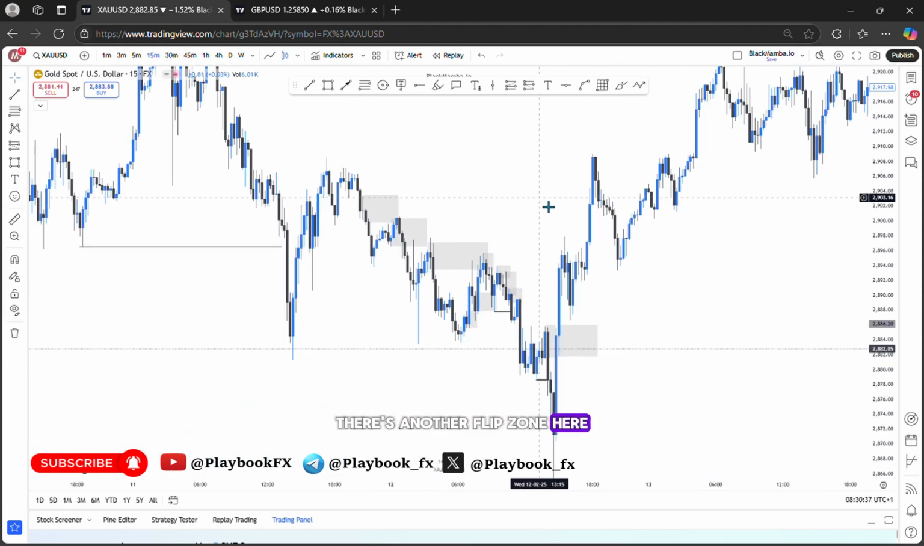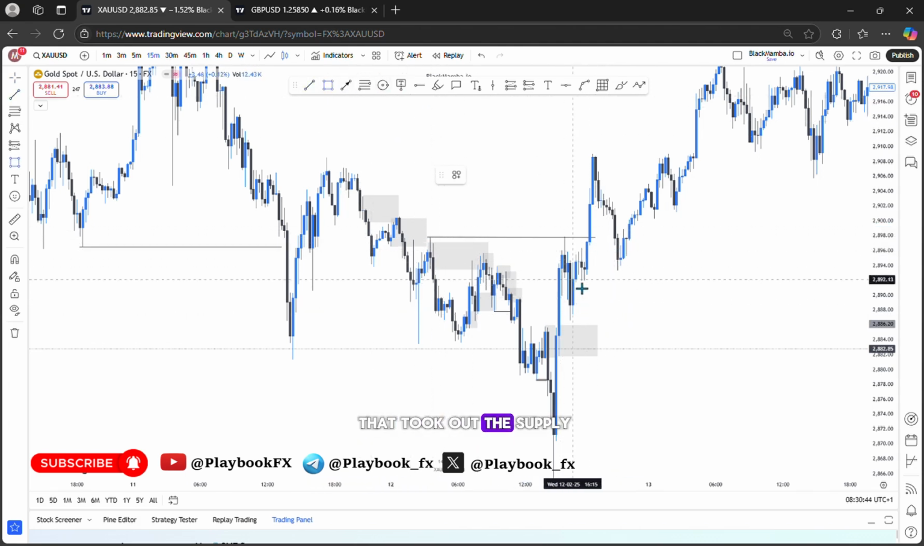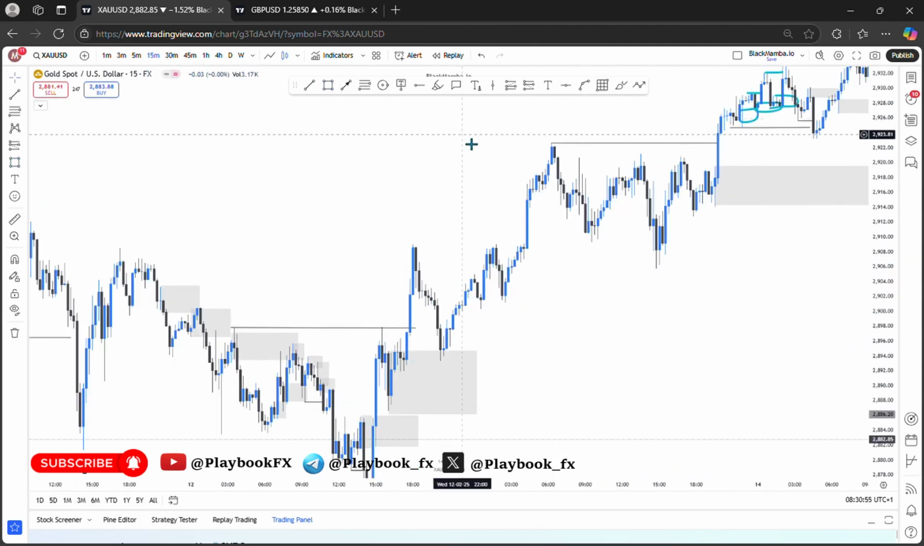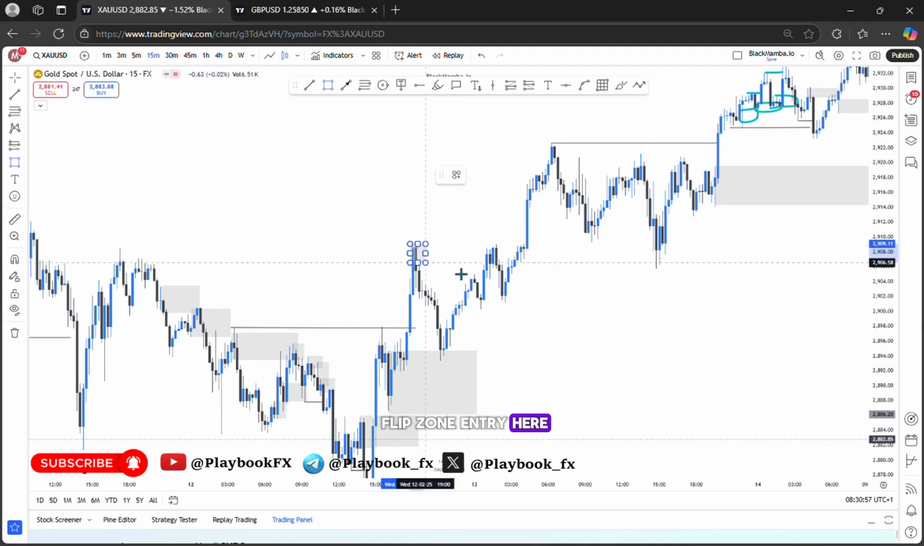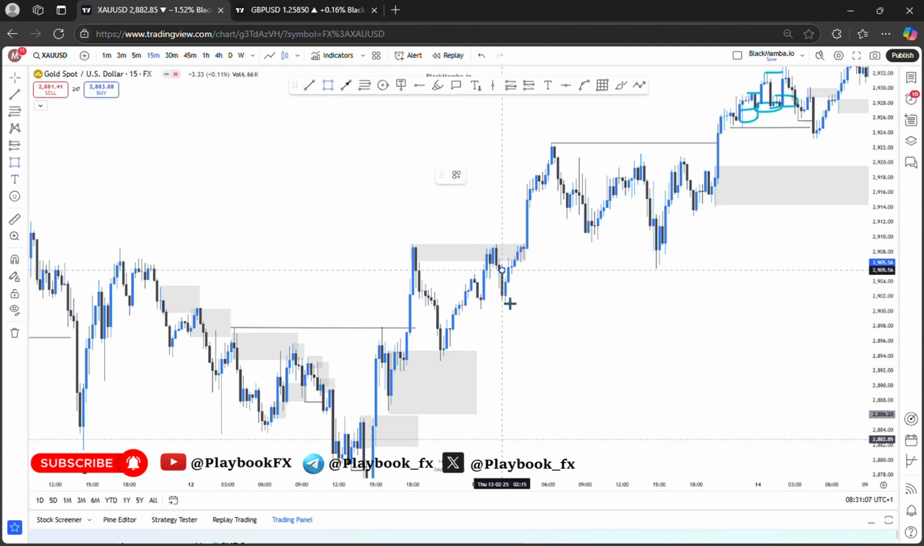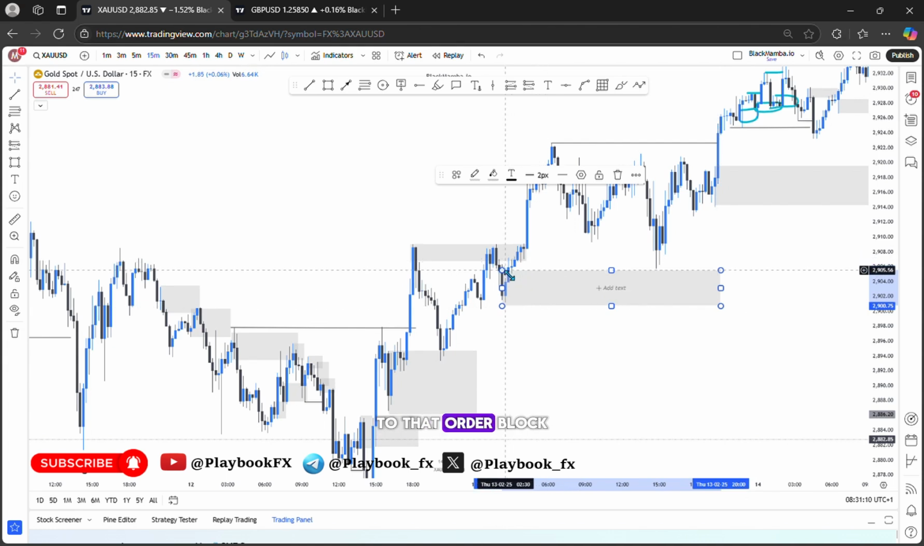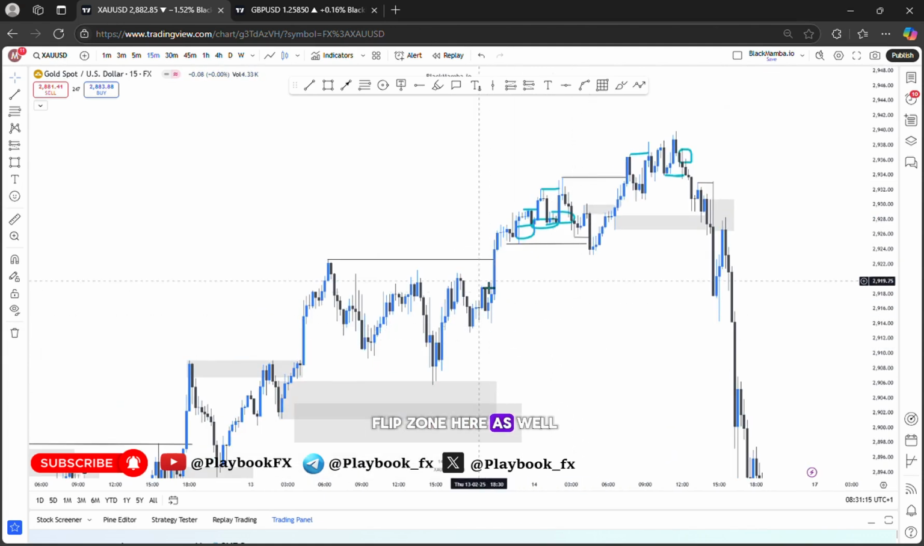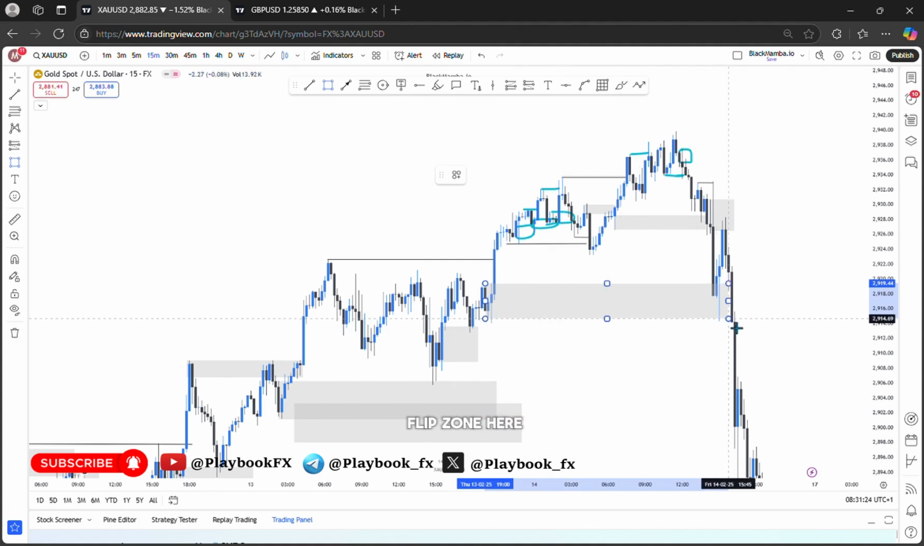There's another flip zone here. This was the reaction that took out this supply. See, price came back to respect that flip zone. Again, we have another flip zone entry here. This supply here, this was the reaction that took out this supply and gave us a flip zone. See, price came to that other block there, then bought. This is another flip zone here as well. Here has been mitigated, and this was supposed to be the last flip zone here our price was supposed to respect.